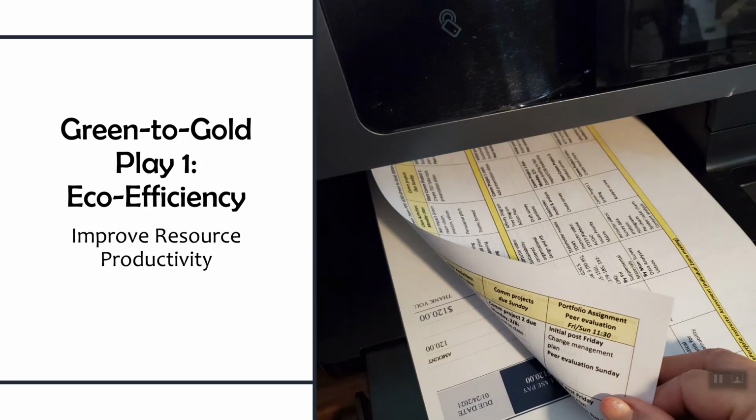The first short-term downside play is eco-efficiency, improving resource productivity, getting the same output with fewer resources. This means reducing the amount of materials, water, energy, and labor that you need to bring your product and service to market. The example here is double-sided printing, which can reduce the paper you need by up to 50%.